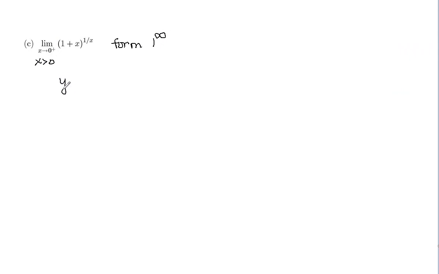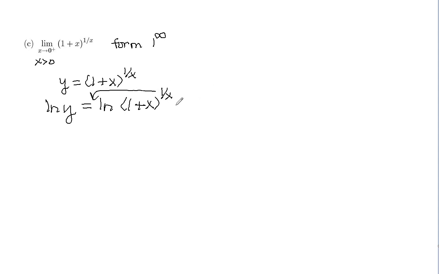So remember what you do is you set y equal to the expression you're trying to find the limit of, 1 plus x to the 1 over x power. And then we take logs on both sides. So the natural log of y is equal to the natural log of this 1 plus x to the 1 over x power. And then the exponent factors down, so simplify using properties of logs. So this is now 1 over x times the natural log of 1 plus x.